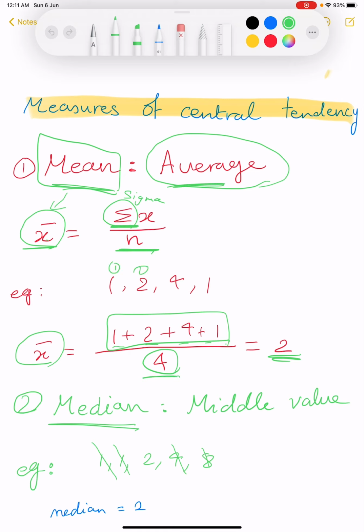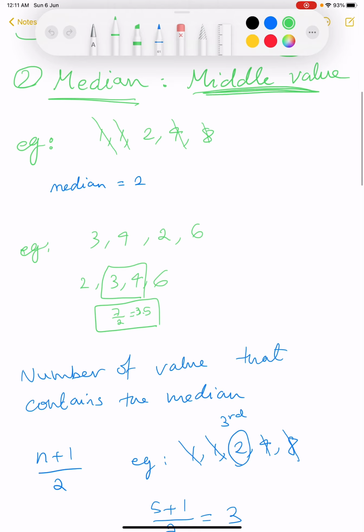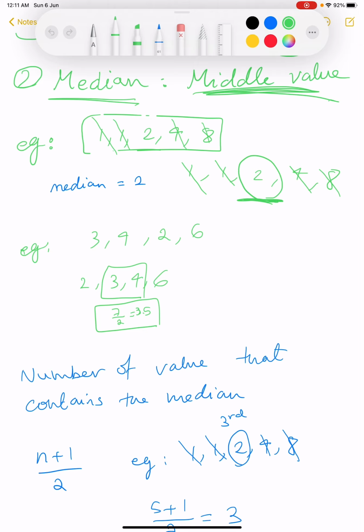So we have 1, 2, 3, and 4. So we have 4 values. We divide by it and we get the mean. Then we have the median. The median is the middle value. We have to organize the values from the lowest to the highest, and we already have them. It's 1, 1, 2, 4, and 8. We cancel these and we end up with 2, and the median is 2.